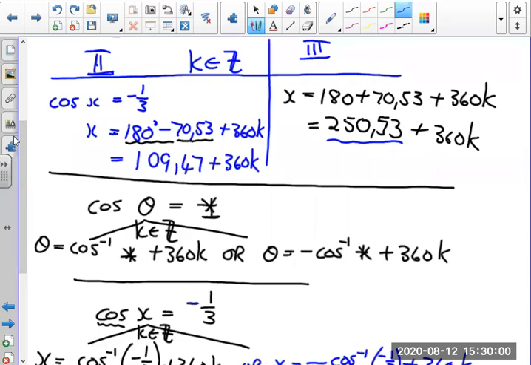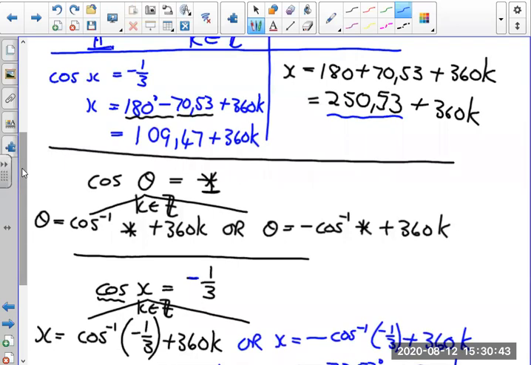Ja, ek dink nie werk nie. Scientific calculator, enigiets met sin kos dan. Let me see if I can use my cell phone. I didn't bring my calculator with me. I forgot. Let me just see, where's the calculator now? Okay. I don't know how to use my cell phone because I never use it for calculator.